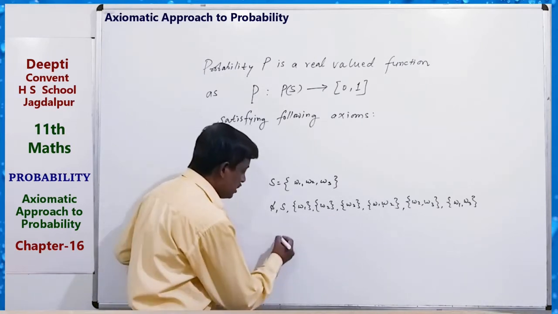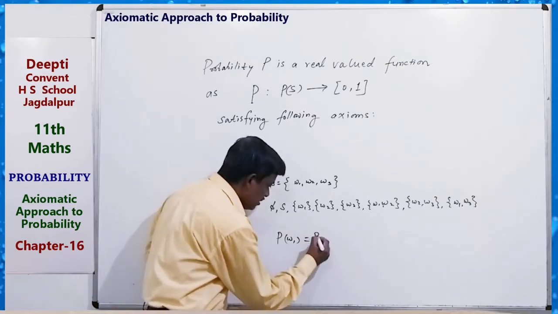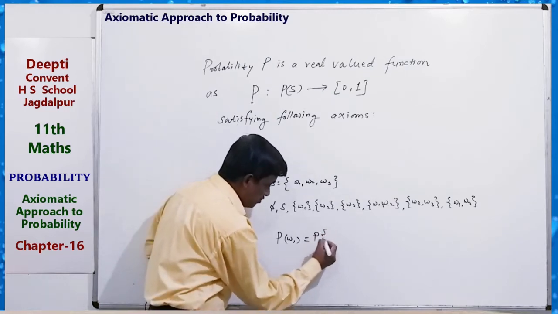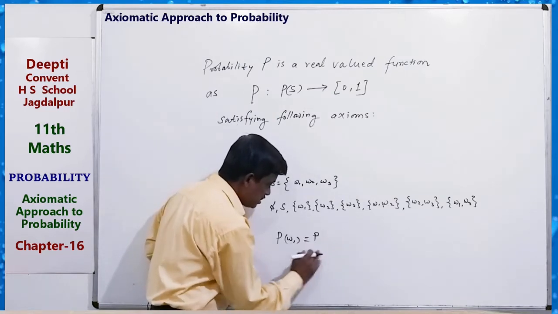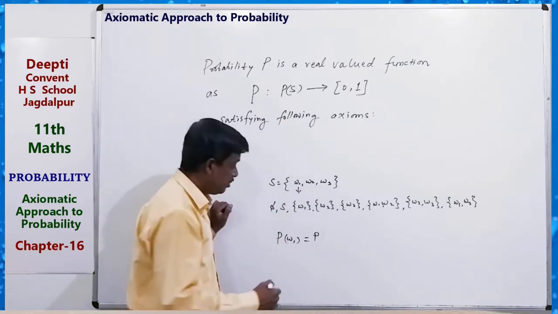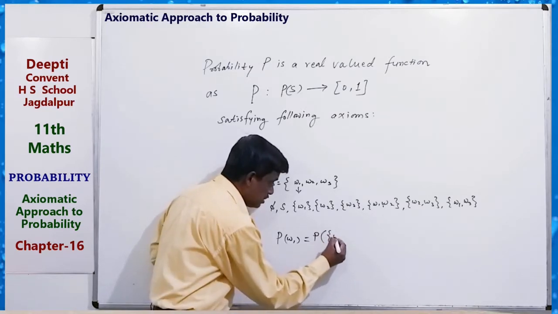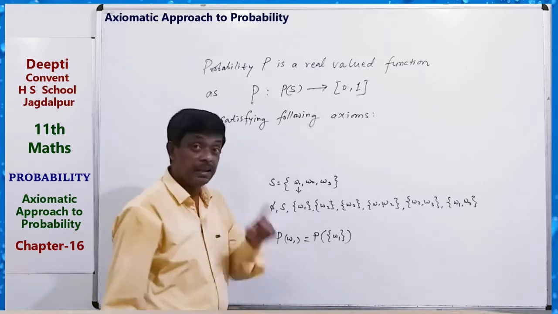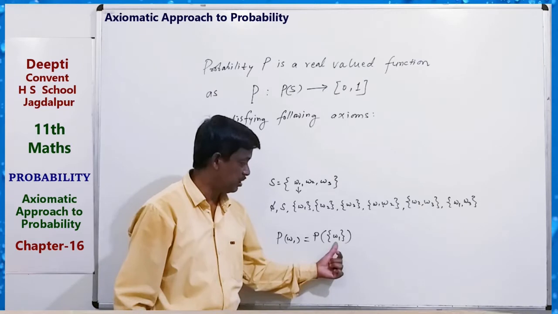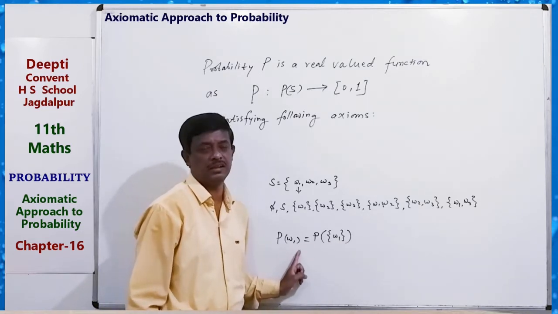Actually we are finding the probability of omega 1. That means the probability of when this outcome will come. It is convenient to write it like this, but this is short writing. The actual writing is the event omega 1, the set having the single element omega 1, and its probability. Both are the same. For convenience we write it like this.